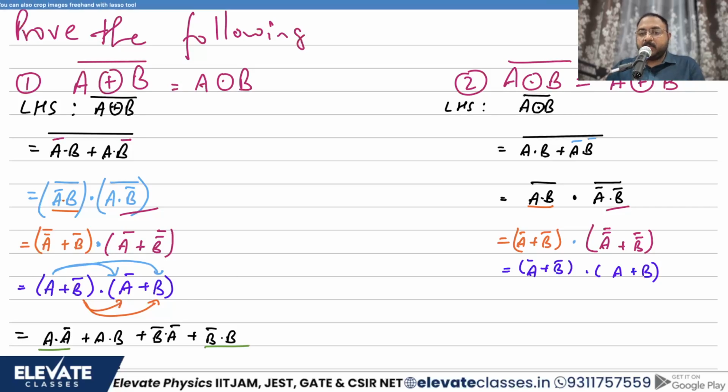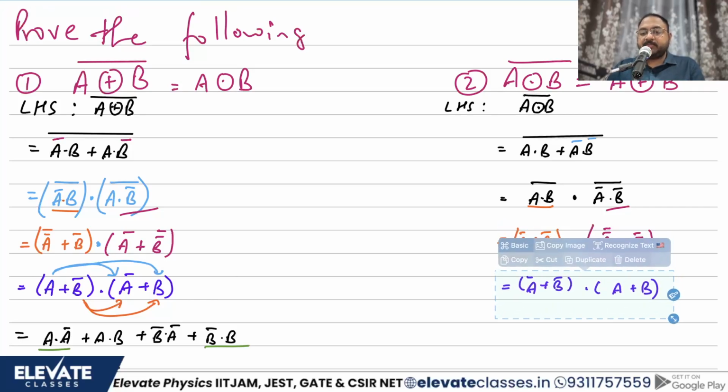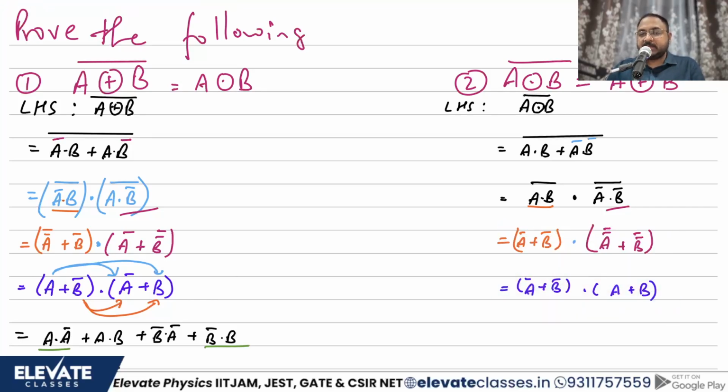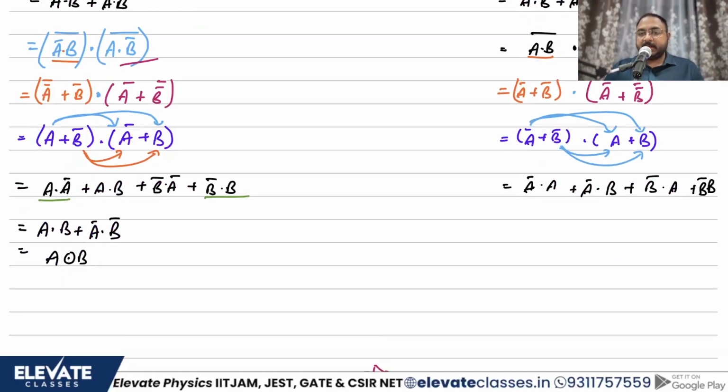Now what should I do? Now I should again use the distributive property. This gets multiplied to these two variables and this gets multiplied to these two variables, right? So let's try and use the distributive property. What will we get? We'll have A bar dot A plus A bar dot B plus B bar dot A plus B bar dot B. Now I know that these two terms are going to be 0. If these two terms are 0, what is my final answer? My final answer is A bar dot B plus A dot B bar.